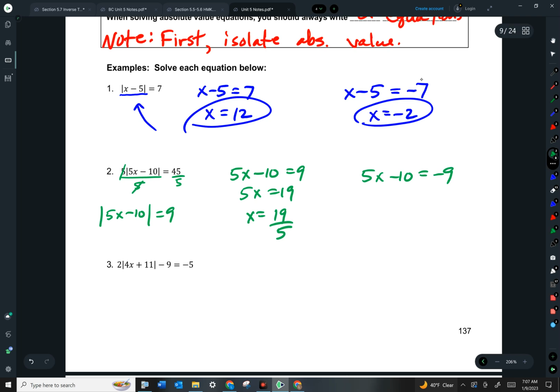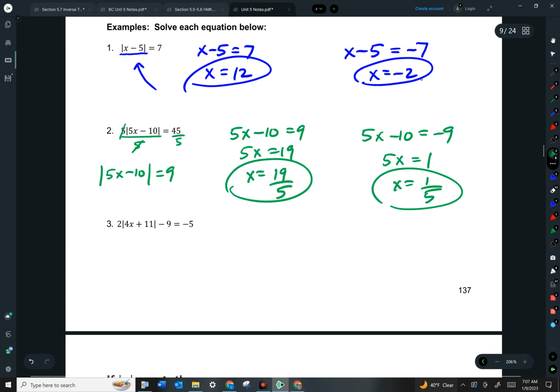Same thing over here. Solve, add 10, and divide by 5. So again, I have two solutions to my absolute value equation. Okay, look at number 3.